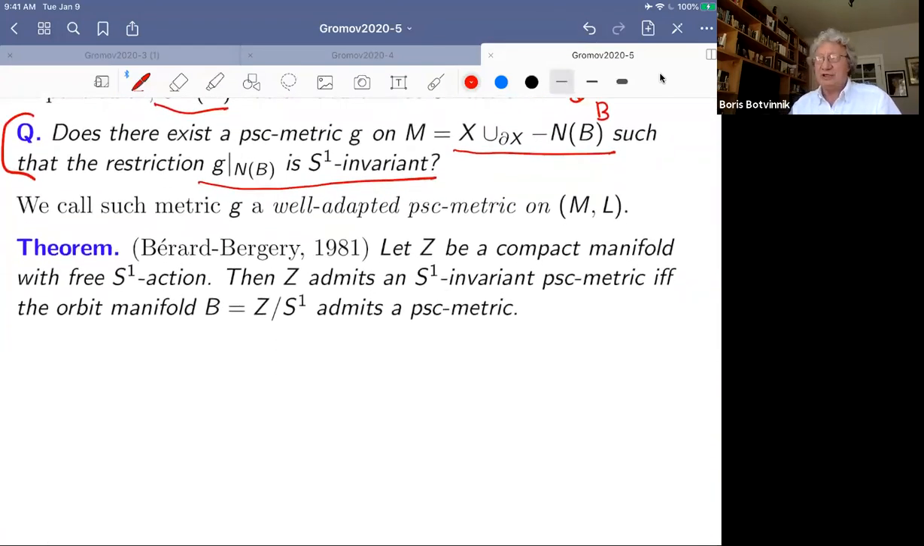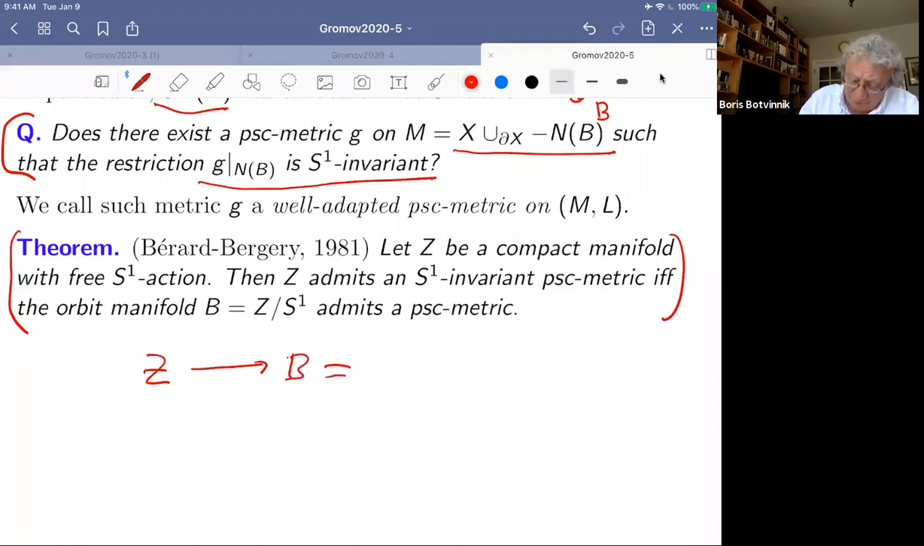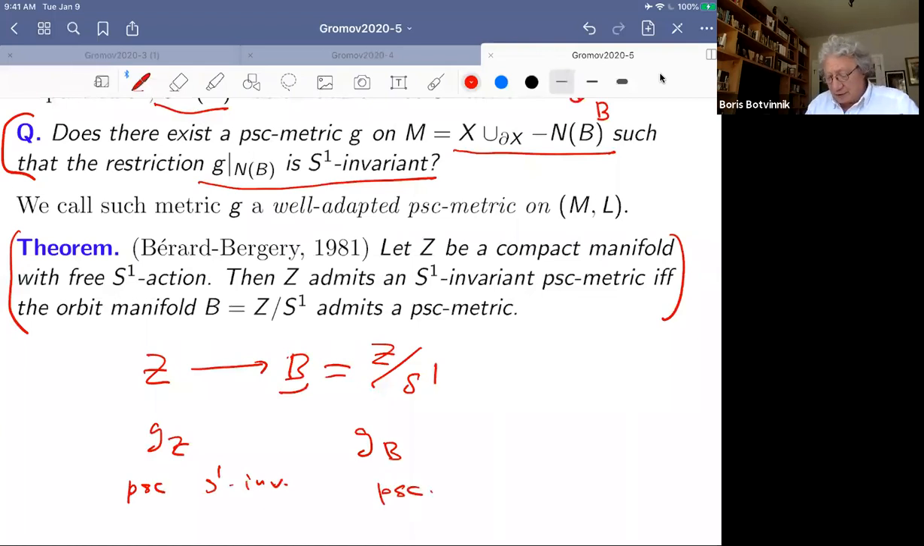In order to proceed, we have to clarify an important geometrical issue, and this is a result due to Berard-Bergery back in 1981. It turns out that this is not quite a well-known result, as we discovered. So if we have a manifold Z together with a free circle action, then there is a projection to the orbit space, which is a manifold B, and the theorem says that Z admits an S1 invariant positive scalar curvature metric if and only if the base B admits a positive scalar curvature metric. In one direction it's actually easy, but in the other direction it's more complicated.